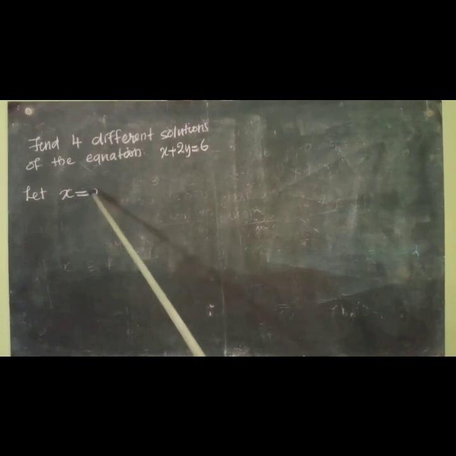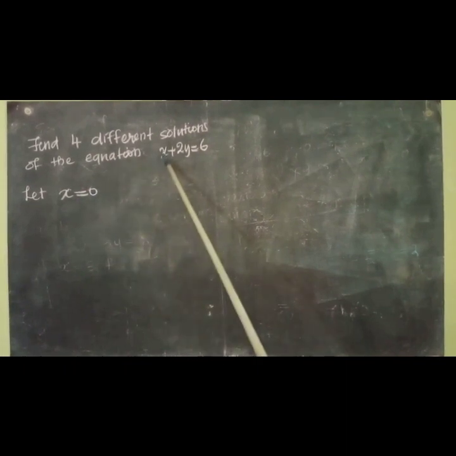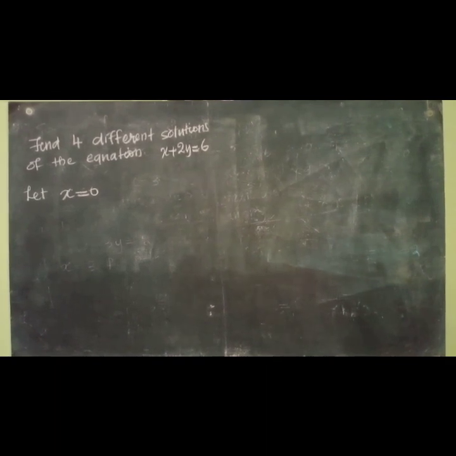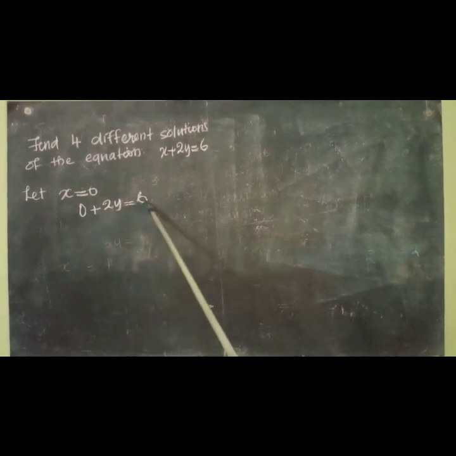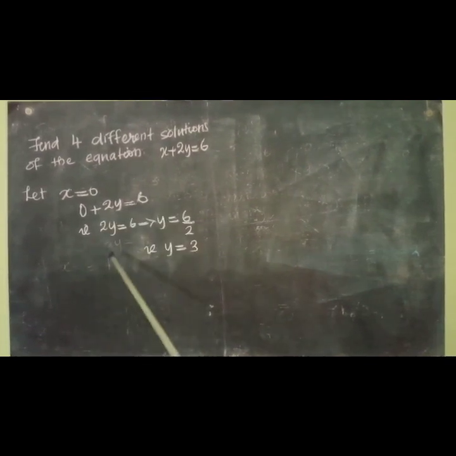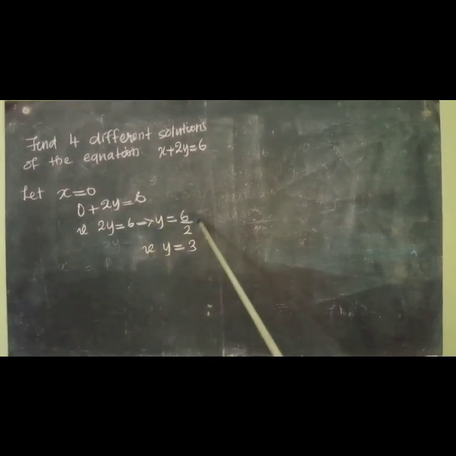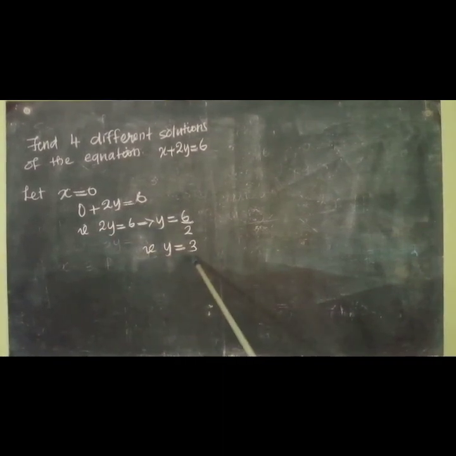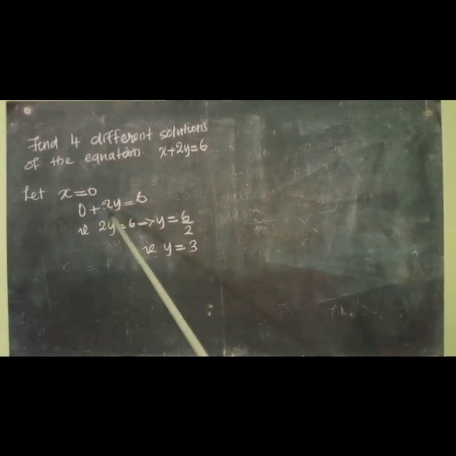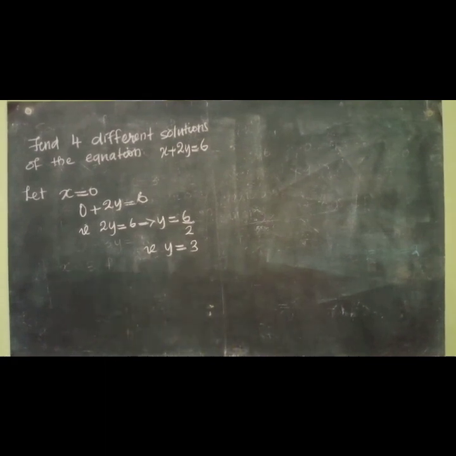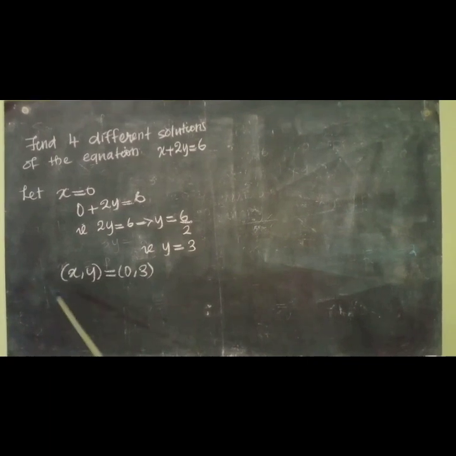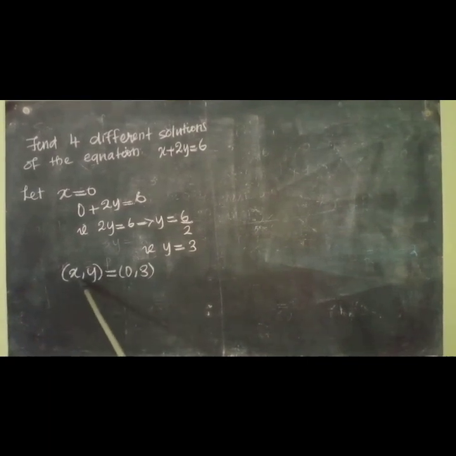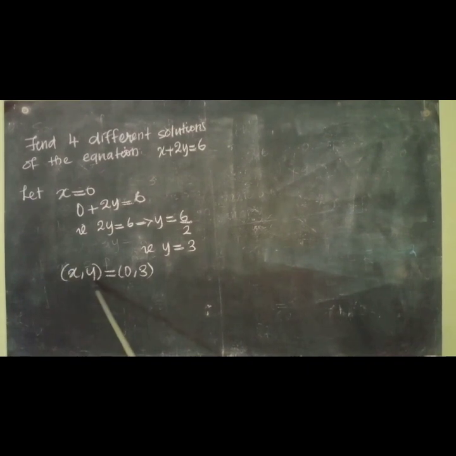I am just giving x equal to 0 here. If we give x equal to 0 in this equation, let us see what will happen. It becomes 0 plus 2y equal to 6. That is 2y equal to 6, y equal to 6 by 2, that is y equal to 3. So we got one pair of solutions, x equal to 0 and y equal to 3. This is one solution. Let us write it as an ordered pair, like coordinates, x coordinate first, y coordinate second: (0, 3). So one solution we got.